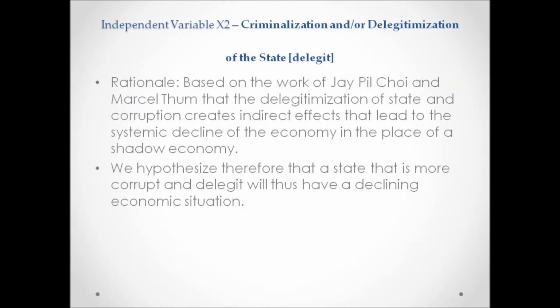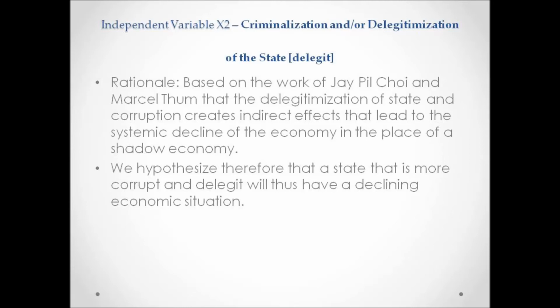Our second independent variable is criminalization or the delegitimization of the state, which is measured based on several factors determined by the FSI, including massive and endemic corruption or profiteering by ruling elites, the resistance of ruling elites to transparency, accountability and political representation, the widespread loss of popular confidence in state institutions and processes, and the growth of crime syndicates linked to ruling elites.